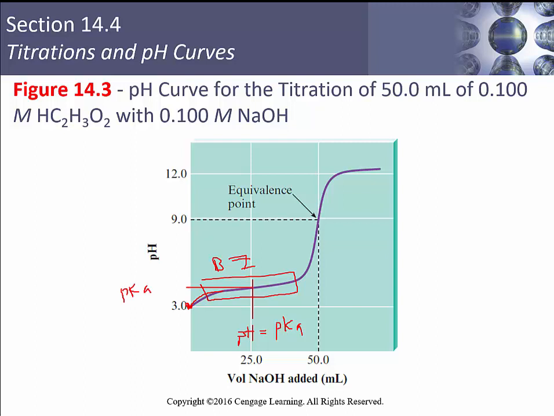At our equivalence point, we're going to be up above 7. It's going to be something basic, sorry, because all we got left in solution is going to be our conjugate base. And then up here, it's just going to act like a strong base.